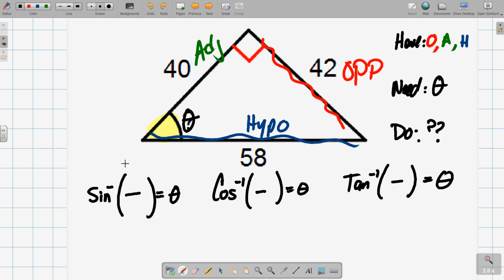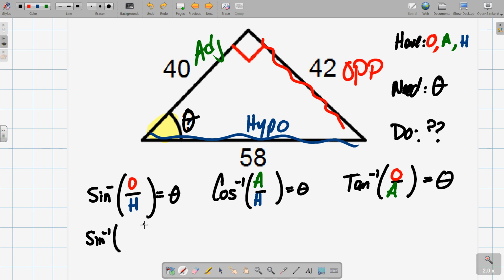The inverse sine here would be opposite over hypotenuse. Inverse cosine would be adjacent over hypotenuse. And the inverse tangent would be opposite over adjacent. Now, right underneath, let's put our numbers there.